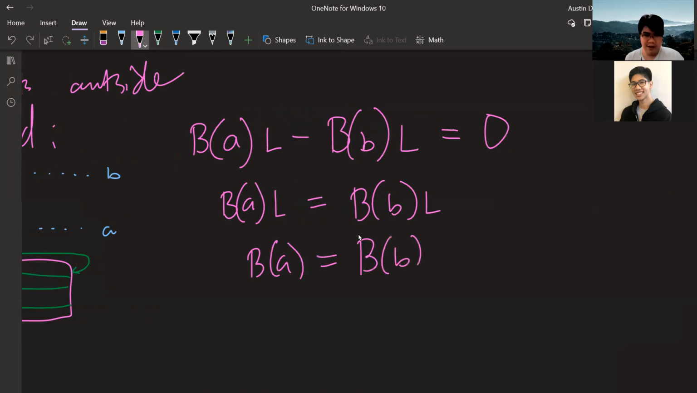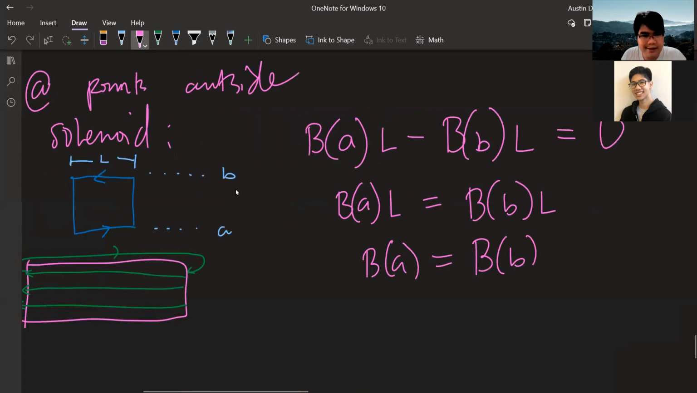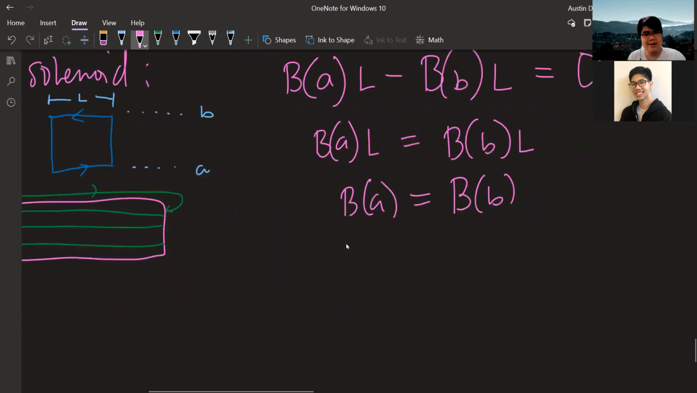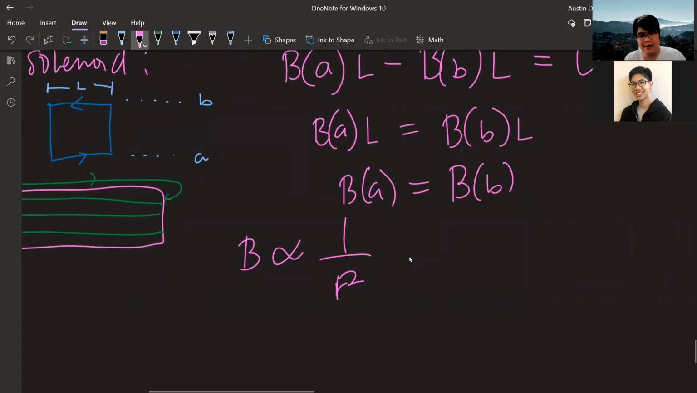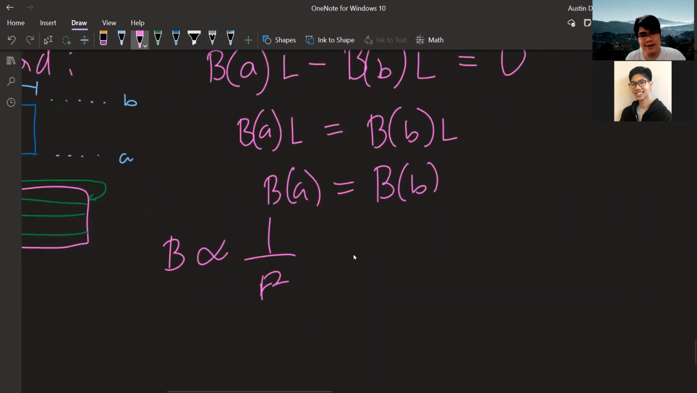Okay, now look at this. At B, parehas lang daw yung field ko here and here. Okay. So yung fields natin, they are in terms of usually 1 over r squared. So at infinity, this goes to 0.